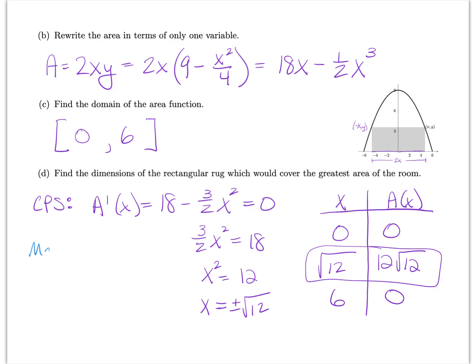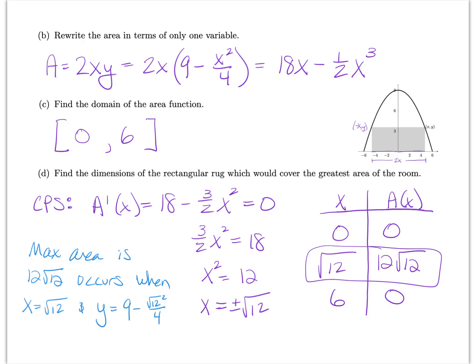So my max area is 12 root 12, and it occurs when x is root 12 and y is, I can calculate this by plugging root 12 into the formula for y, which was given in the original problem. I get (9 minus root 12 squared) over 4, which is 6.